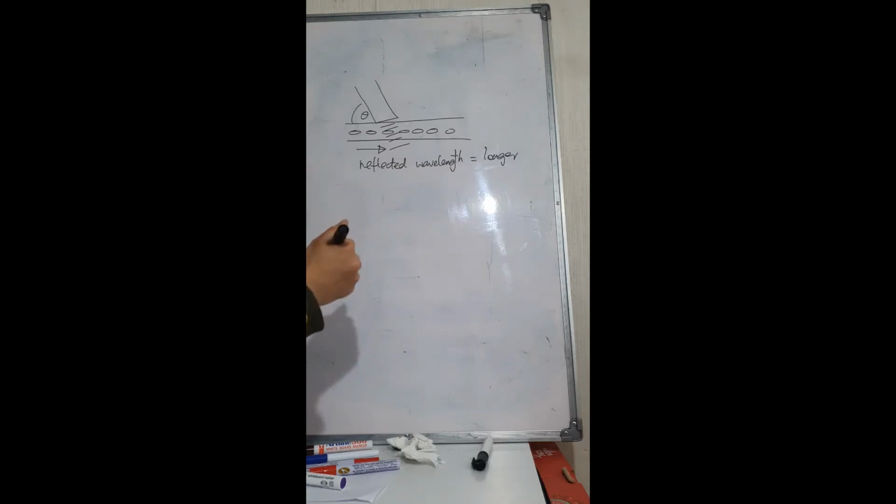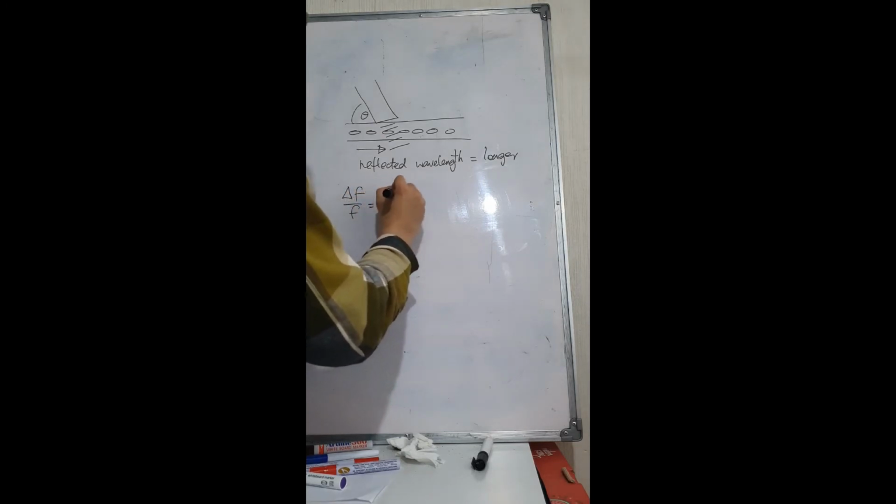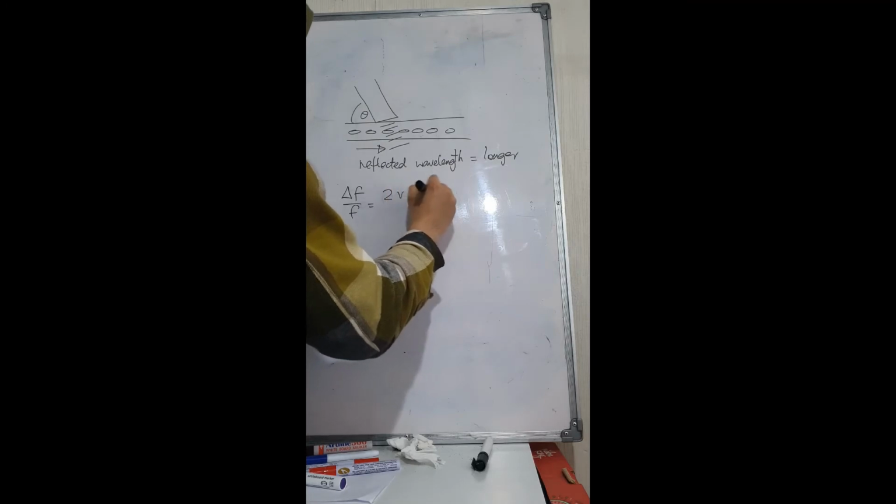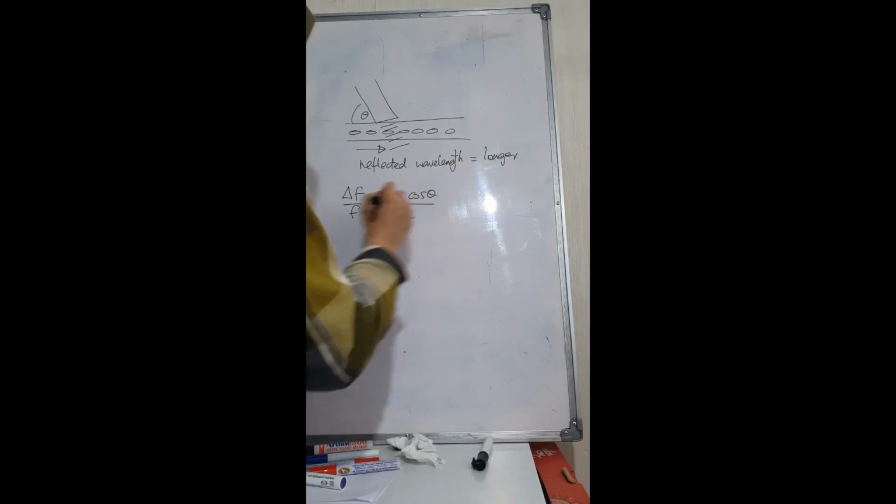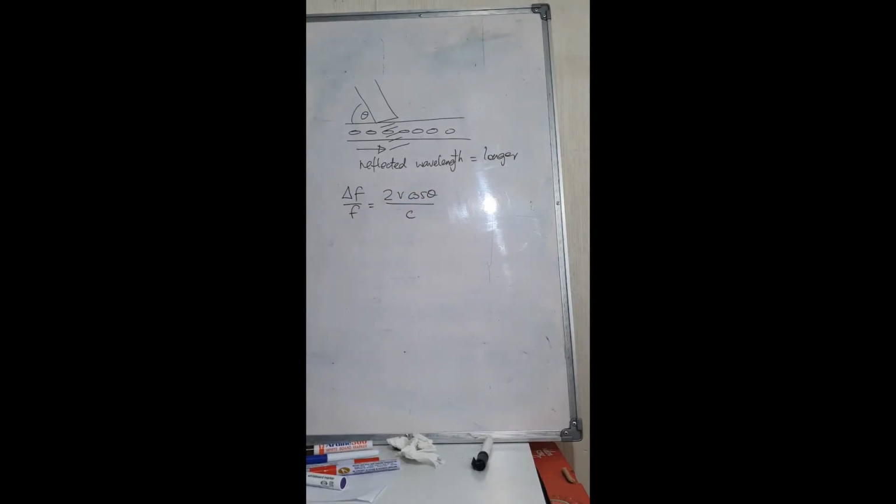Now you're given the equation in the data booklet. You're given the equation delta F divided by F is equal to 2V cos theta divided by C. F is the frequency of the original ultrasound wave. Delta F is the change in frequency. V is the speed of blood. Theta is the angle between the transducer and the blood vessel. And C is the speed of ultrasound.